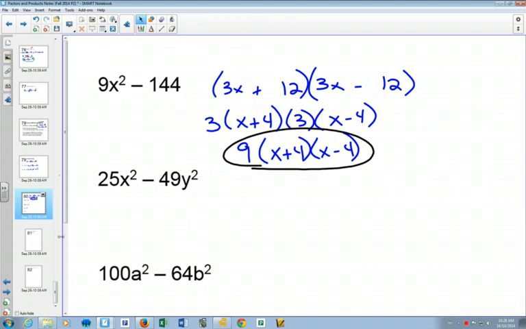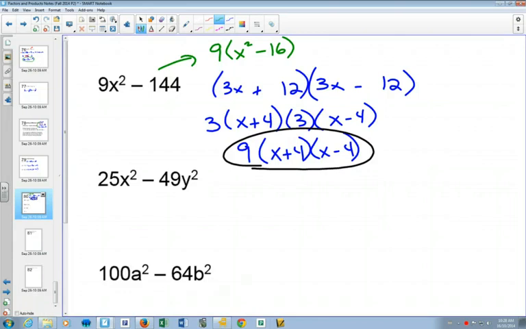So you could have, I'll do it here in green as a different method, you could have taken the 9 out to start with. If I take a 9 out of 9x squared, I'd just be left with x squared. If I take a 9 out of 144, I'm left with 16. Then x squared minus 16 is a difference of squares. So then from here, could have gone x plus 4, x minus 4, and got the same thing. How many people had the 3x plus 12, 3x minus 12, and had stopped there? Should be the majority of people. Excellent.